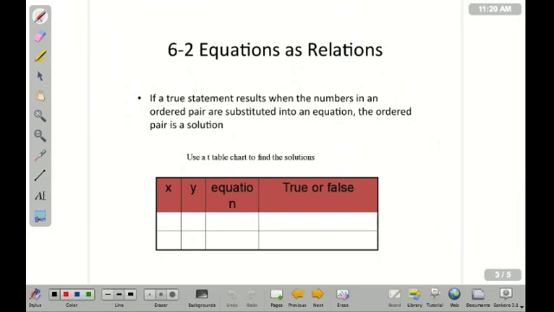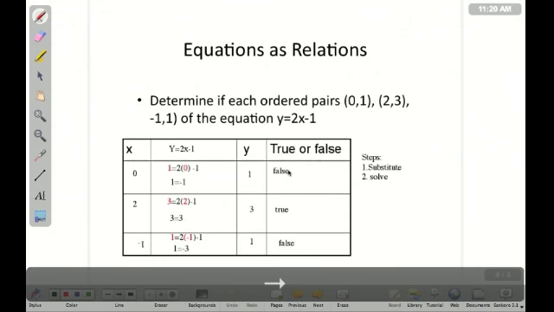So typically, you want to create a table to determine if a solution is true or false. And you want to have a place to put your x values. You want to have a place to put your y values. You want a place to identify your equation and your substitution. And then finally, you want to determine if a point is true or false. And let's have an example.